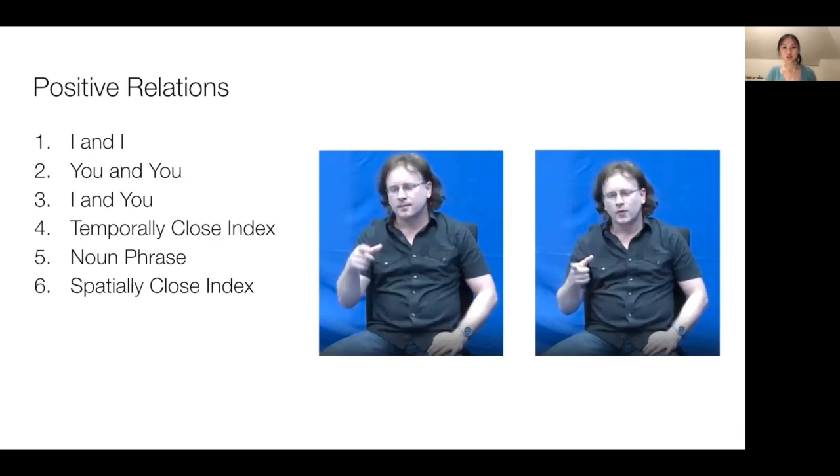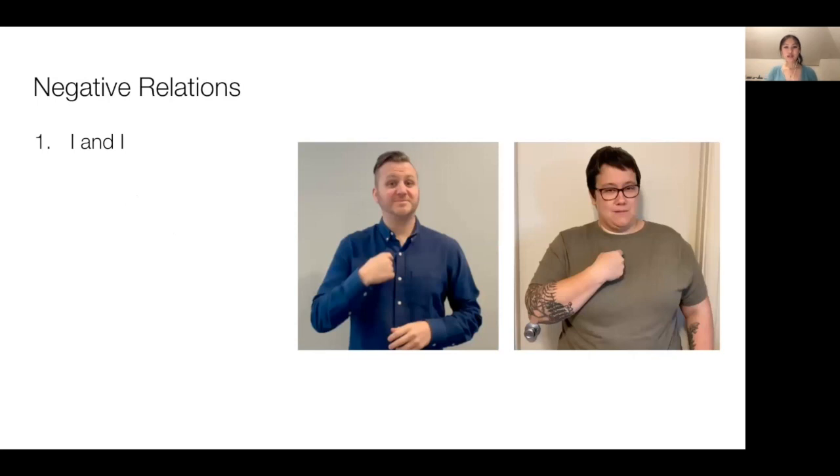Then we have spatially closed index, where the two signs are indexing signs produced by the same signer, and the Euclidean distance between the two locations of production is less than 50 pixels. And we also add 4 constraints to coreference as negative relations, where we rule out two mentions for coreference if they have any of these negative relations.